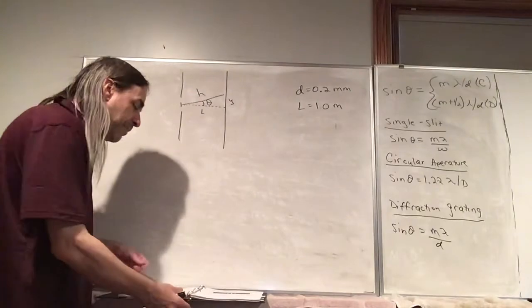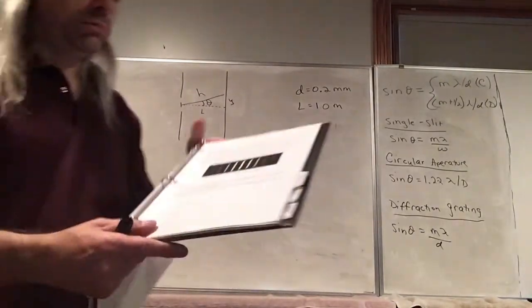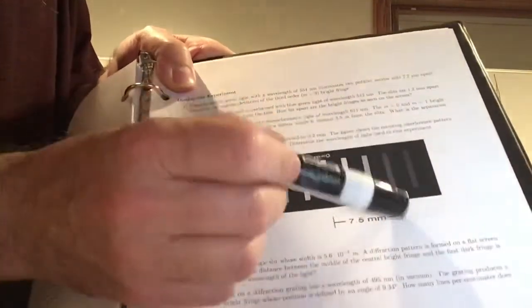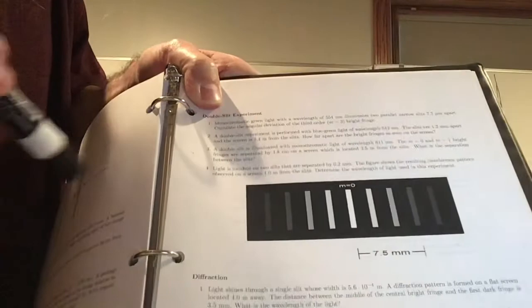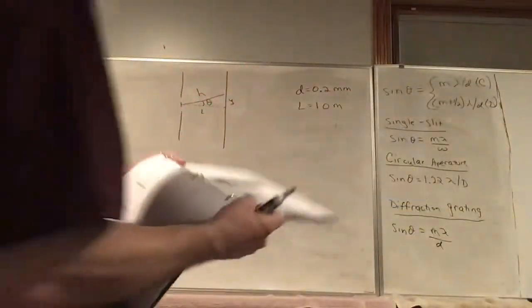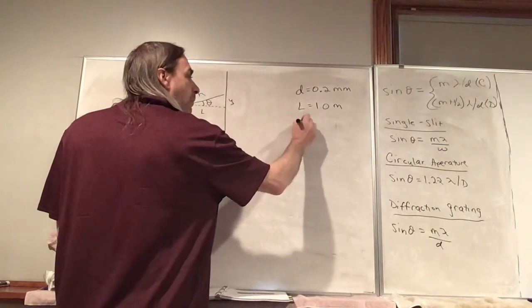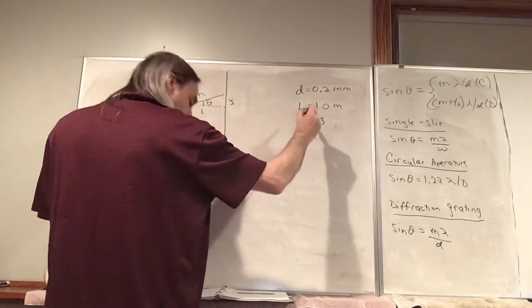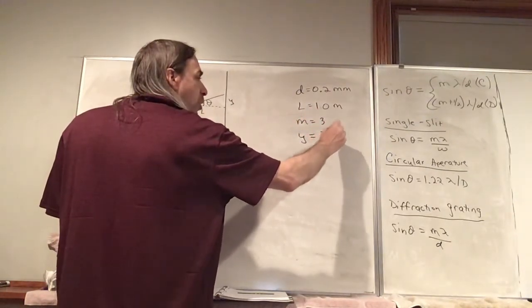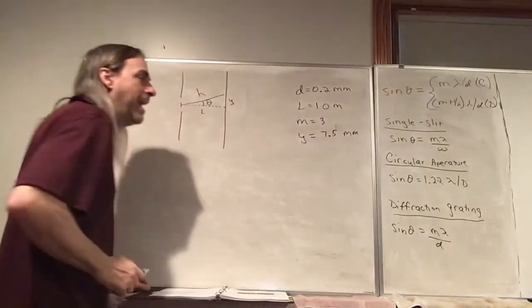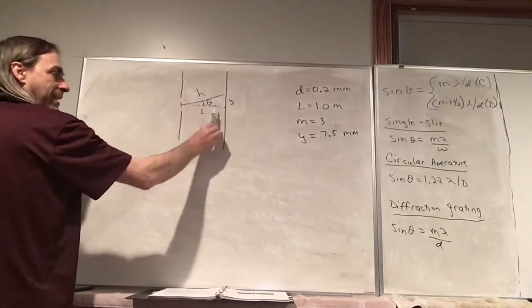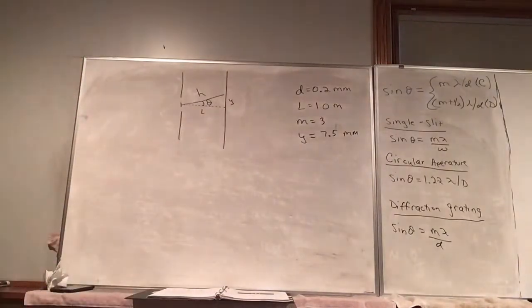And so let's go back to the picture. So we've got these bright fringes. This is m equals 0 bright fringe. That's m equals 1, m equals 2. So we're given the distance to the m equals 3 bright fringe. So from this picture, for the m equals 3 bright fringe, y is 7.5 millimeters. Again, compare that, 7.5 to 1,000. So this is 7.5, that's 1,000. L is basically going to be 1,000 as well.